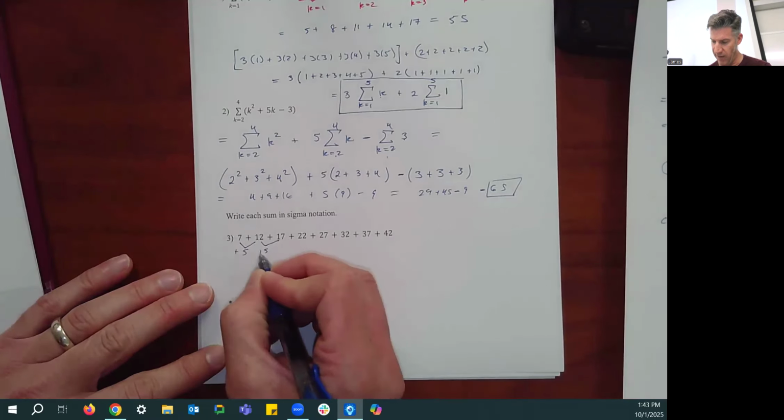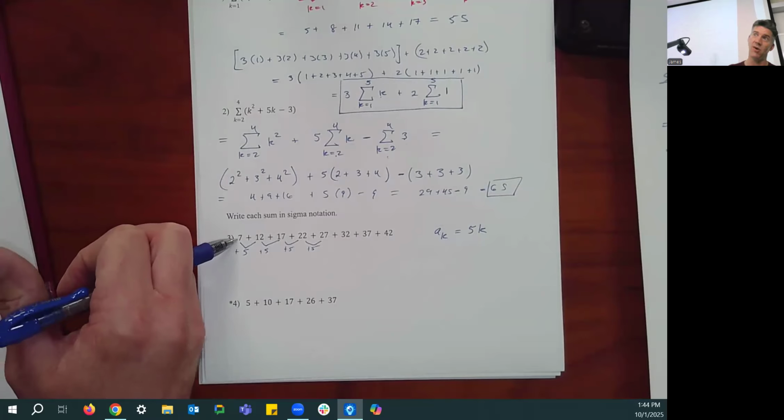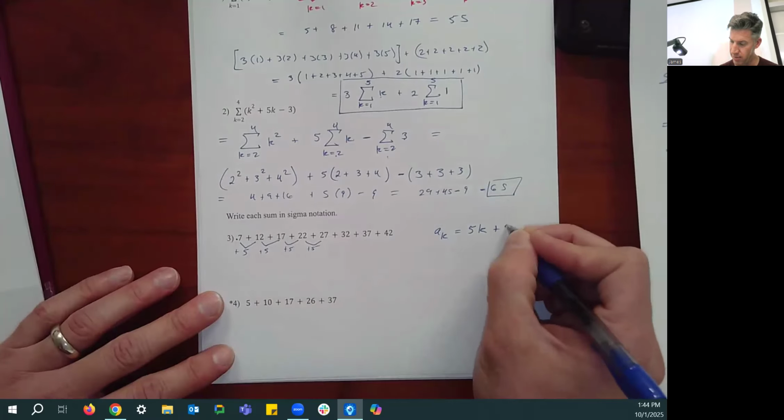So that means I probably need something like 5 times k. So if I said my a sub k was 5 times k, that wouldn't be quite correct. If k is 1, I'm going to get 5. If k is 2, I'm going to get 10. If k is 3, I'm going to get 15, and so on. So what I'm really going to do is plug in k equals 1 and then ask myself, how much do I need to add on to get what I need to start with? Well, plugging in k equals 1, I get 5. I want to start at 7, so I have to add exactly 2.